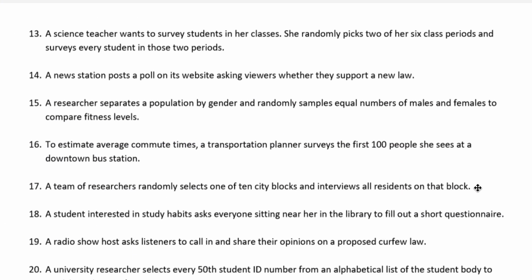13. A science teacher wants to survey students in her classes. She randomly picks 2 of her 6 class periods and surveys every student in those 2 periods. This will be a cluster sample because she picks 2 of her 6 class periods. We can assume that all of the class periods are similar to each other, so it doesn't matter which one she picked.